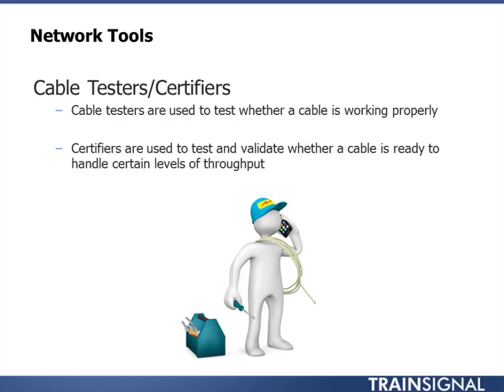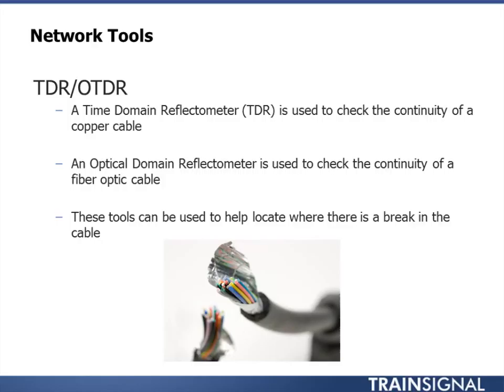Now here's a couple of tools. I'll be honest with you, they are not listed on the A+ objectives. I thought they kind of fit in with what we're talking about here as far as the cable checking and whatnot. We have something here called a time domain reflectometer, or TDR. And then we have the optical version, right? It's an optical domain reflectometer, or ODR. And the TDR is used to check the continuity of a copper cable, whereas the ODR is used to check the continuity of a fiber optic cable.